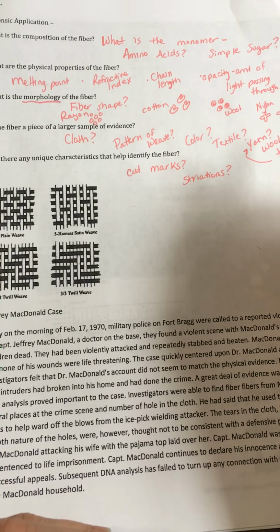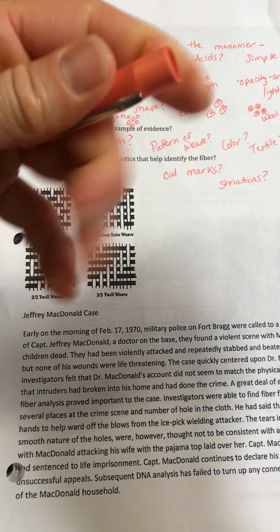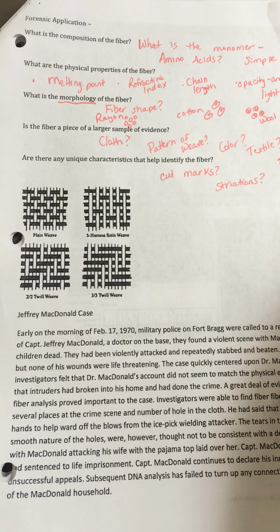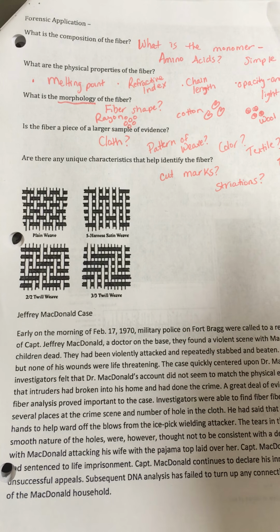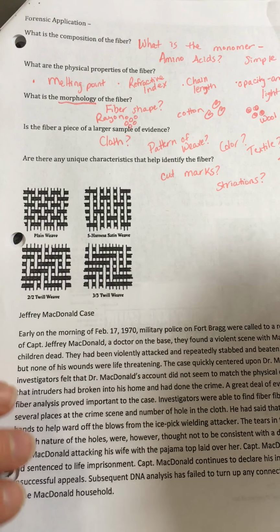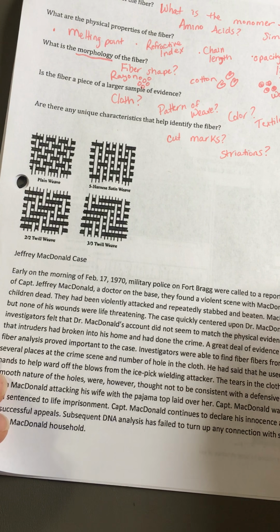And if you notice right here, we have a little bit on weave. This, again, like I said, is in our reading where it talks a little bit about all of the different weaves that we can use for our fibers. That can be an identifying characteristic for forensic application also. So let's just go ahead and read down here. This is the Jeffrey McDonald case, and this was way back from 1970. I'll actually let you read this on your own, but I would like you to read this case down here at the bottom because this is an excerpt from your textbook about fiber evidence used in the solution of a crime.